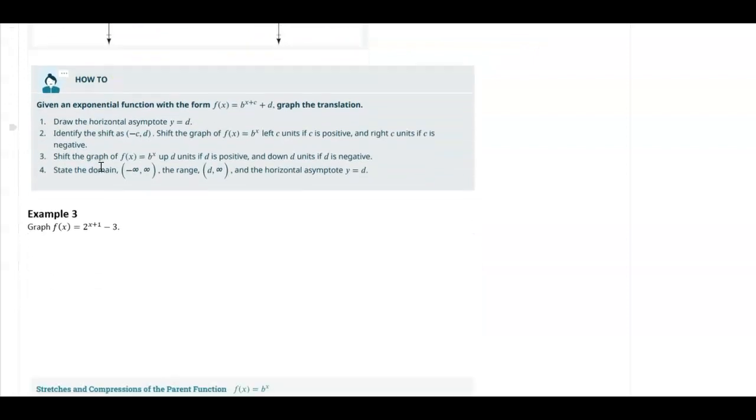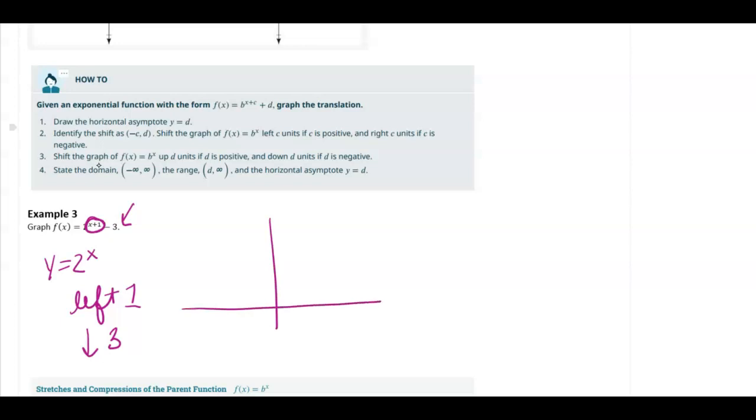And then let's talk about how to do some transformations. So this is going to be the graph of y equals 2 to the x. But notice my plus 1 is inside with my x value inside my function piece. So this is going to be moved to the left 1. And then my minus 3 is on the outside, so it's going to be moved down 3.